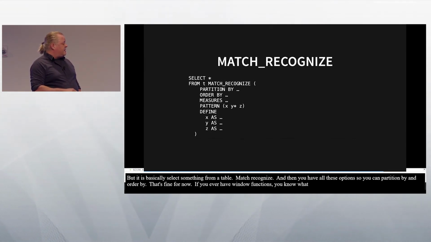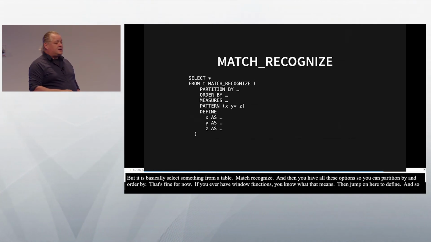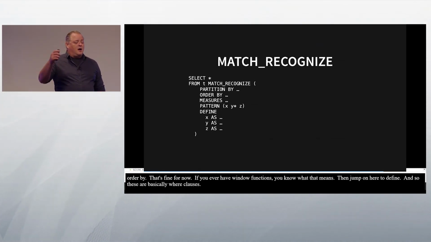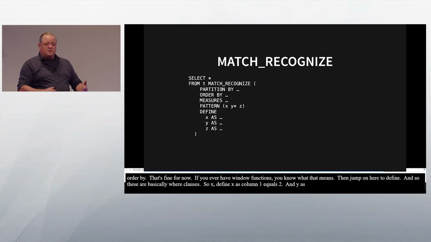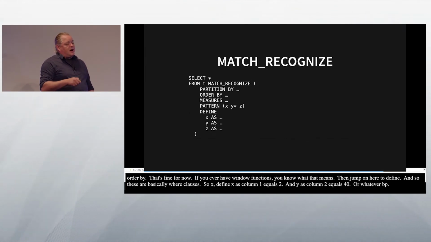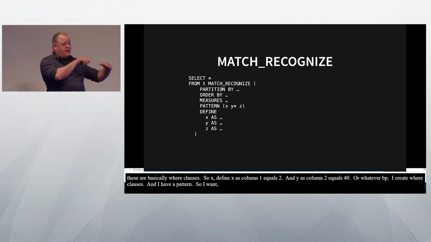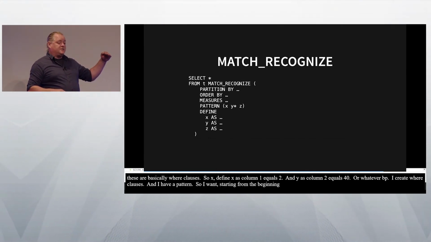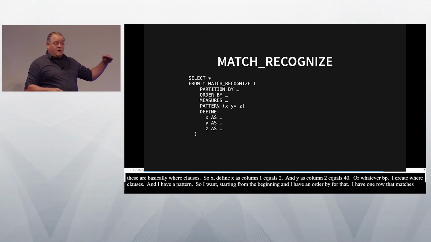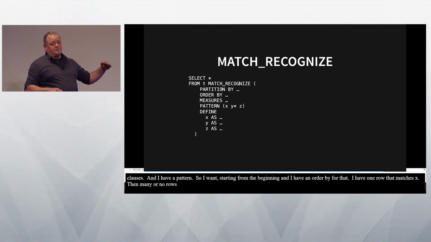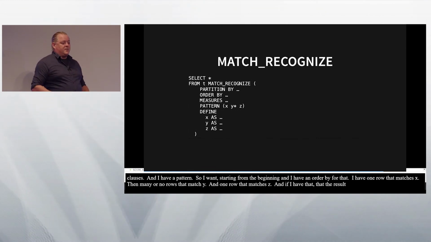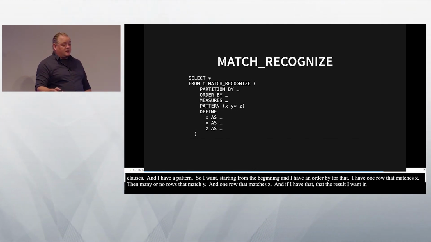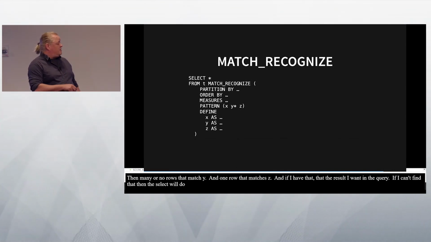And then I'm going to jump down here to DEFINE. These are basically where clauses. So I would say define X as column 1 equals 2, and then Y as column 2 equals 40, or whatever. And then I just create a whole bunch of where clauses. And then I have a pattern. So starting from the beginning, which I would have an order by here for, I want one row that matches X, and then many or no rows that match Y, and then one row that matches Z. And if I have that, that's a result that I want in my query. And if I can't find that, then the select will do nothing because it didn't find anything that matched this pattern.